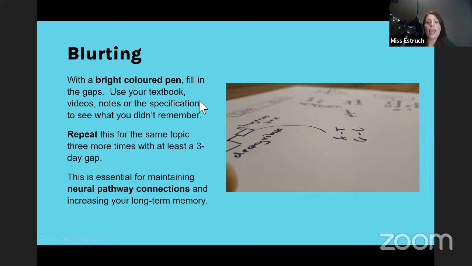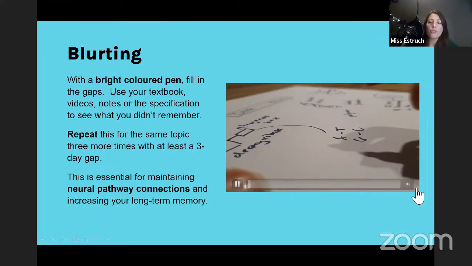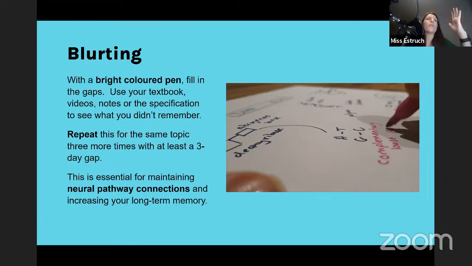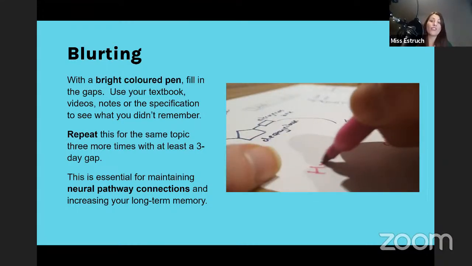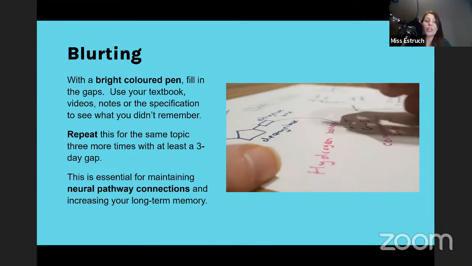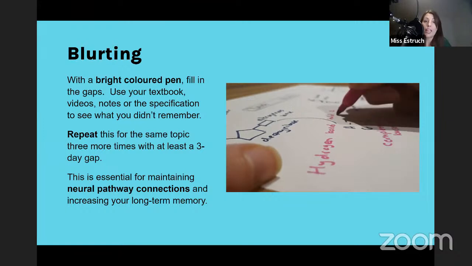The next step is you would go through what you couldn't remember in a bright coloured pen. And at this point, use your specification so you can see what you need to know, how much of that you had on your blurt, and whatever you forgot, you then write on in a bright colour pen. And this is where you might want to use your class notes or your textbooks to add on in the bright colour pen what you couldn't remember.